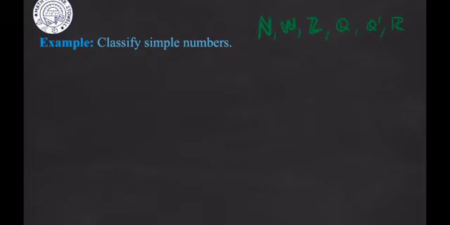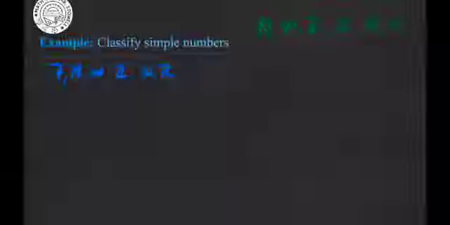So, here's our number. Let's say we have number 7. Well, 7 is natural. It's a whole number. We're just classifying. It's a natural number. It's a whole number. It's an integer. It's rational. And it's real. Right? So 7 is all of these things.